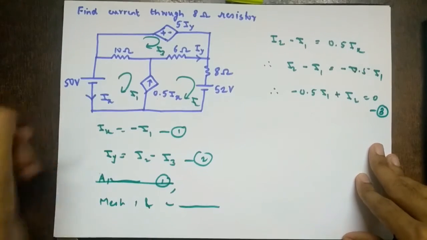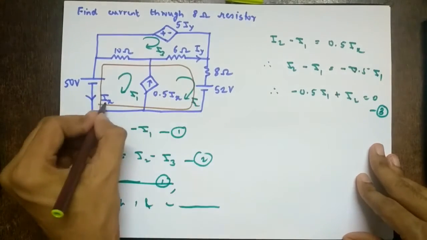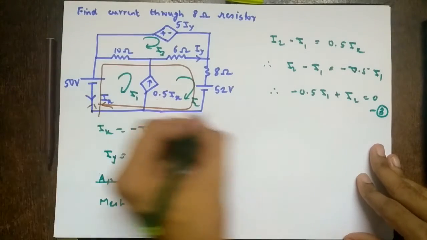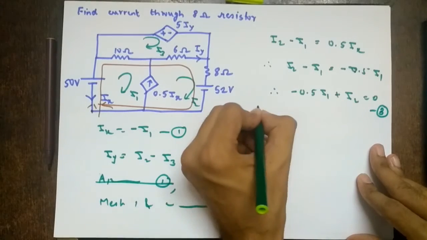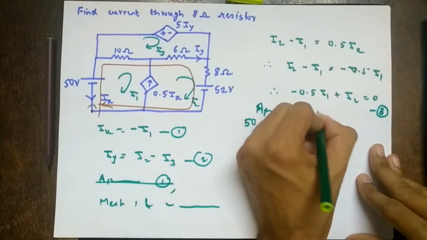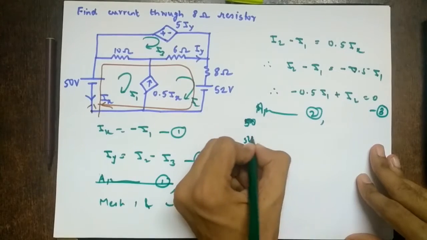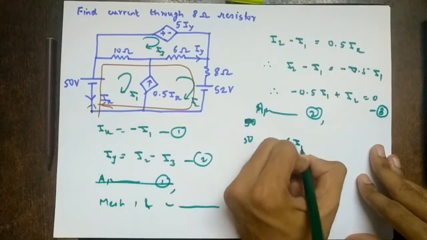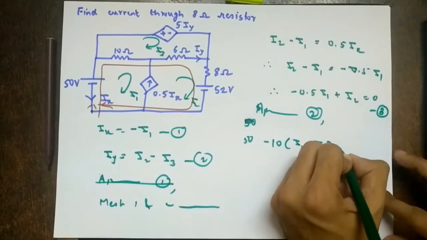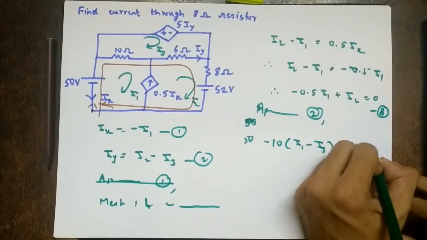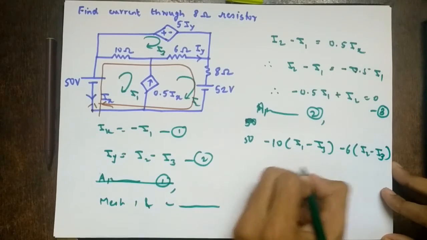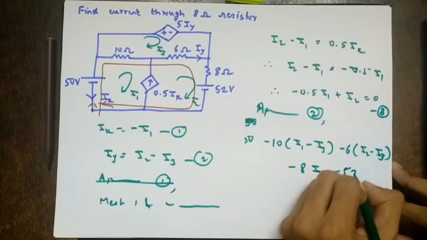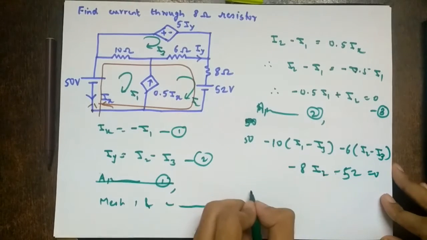Then apply KVL to super mesh. What will be the super mesh? I'll use a brown sketch pen. This is the super mesh. So let's go in this direction. Let's start from here. So you are going from positive to negative. So plus 50. Apply KVL to mesh 2. So plus 50 minus 10 times I1 minus I3, minus 6 times I2 minus I3, minus 8 I2, minus 52 equal to 0.